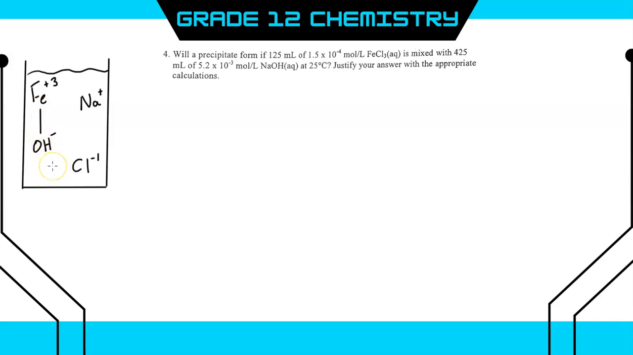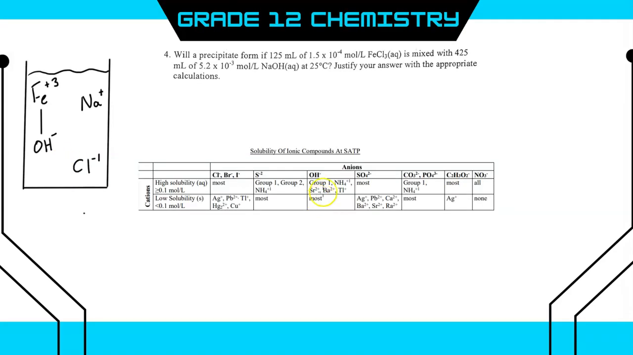So how do I know this? You have to check your solubility table. So here's an example of a solubility table. You can look these up online anywhere. And you'll notice things like sodium chloride. So if you look at chlorine, chlorine is highly soluble with almost everything except these ones. So I don't see sodium here. So that means sodium chloride is highly soluble. It's going to be in an aqueous state.